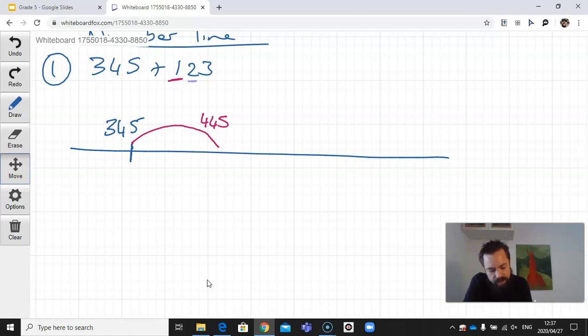Then I'm going to jump my tens. So that would get me in one more 10 and two more 10. So that would be 455, 465. So you see I've jumped 2. I've added 10 each time. And finally, I'm going to add another 3. 1, 2, 3. I'm not going to write them. I'm just going to count them. So 466, 467, 468. So 468. And there's my answer. 468.